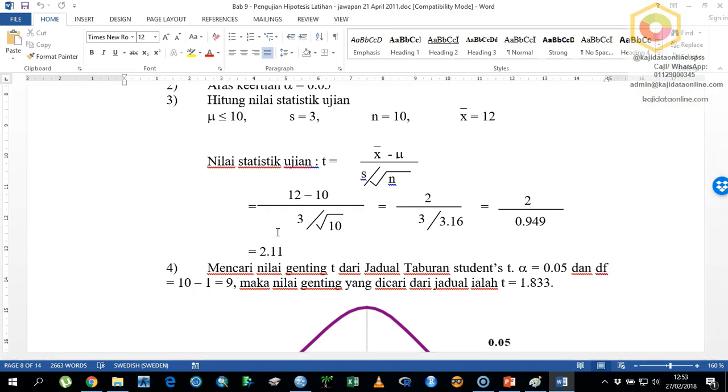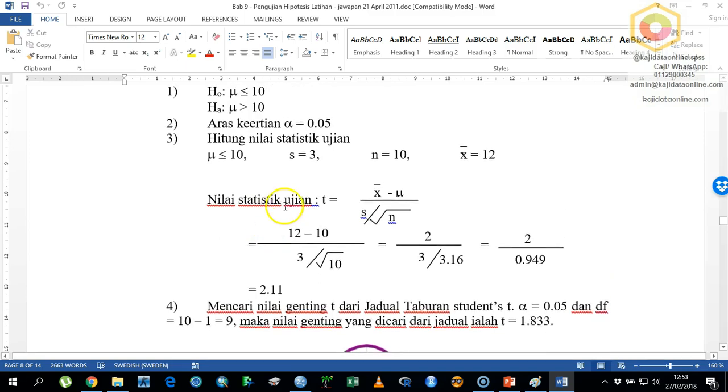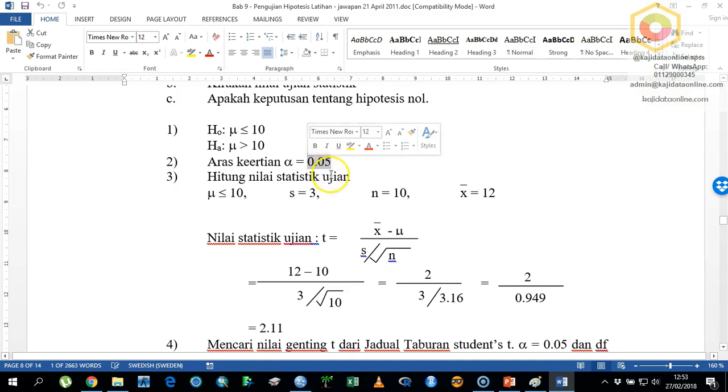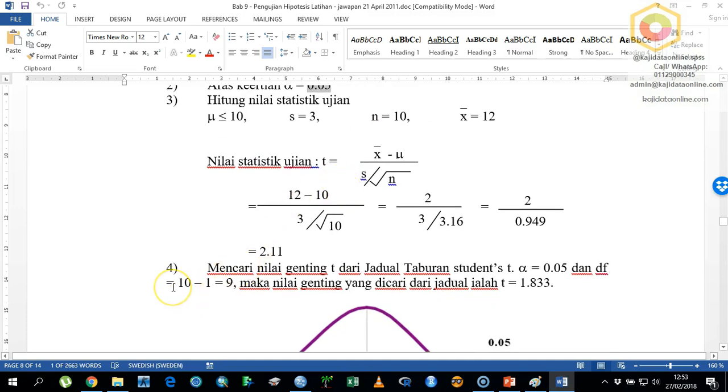We need to use the degrees of freedom and also the alpha value that we set. For example, here we set our alpha value at 0.05, and our degree of freedom is the number of samples that you collected, which in this case is 10, minus 1, so you get 9. With this 9, you use the student t-test tabulation table, and then you need to estimate where the regions of your areas are.